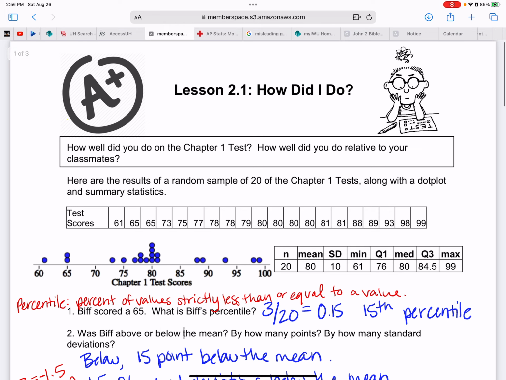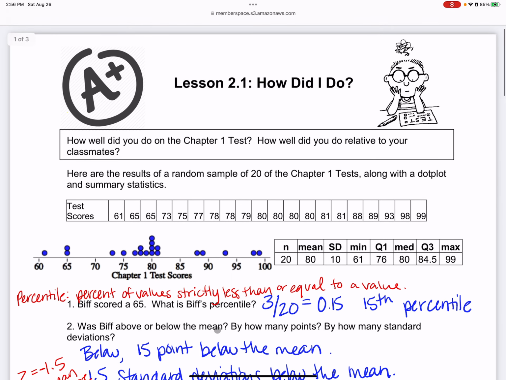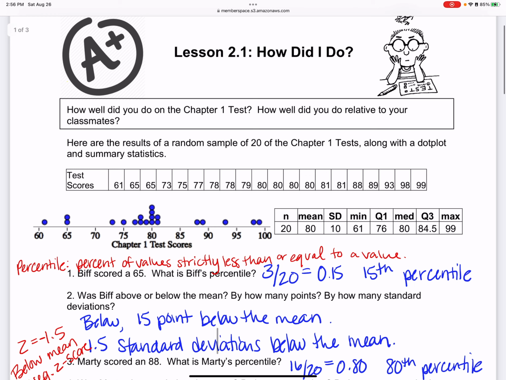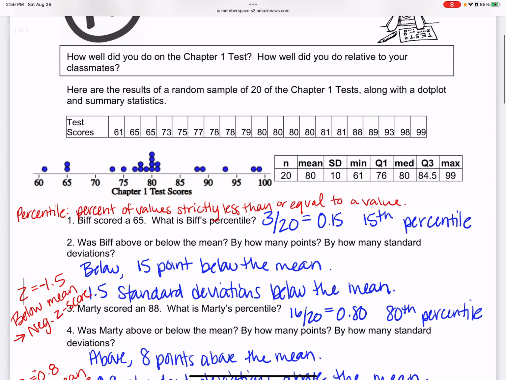Biff was below the mean. He was 65, the mean is 80, so he was below the mean by 15 points. Because he was below the mean by 15 points, and we know the standard deviation is 10, he's 1.5 standard deviations below the mean. As you can see on the left, this is called a z-score of negative 1.5, and that is he's 1.5 standard deviations below the mean. The z-score is how many standard deviations you are above or below the mean.